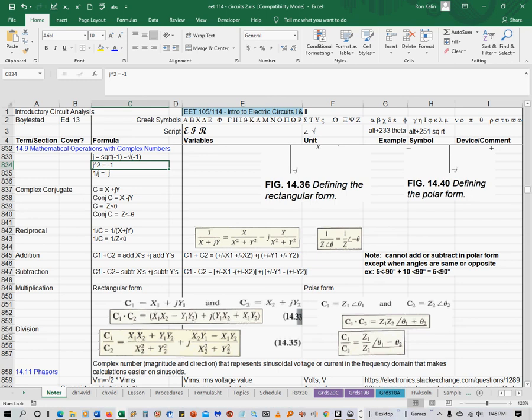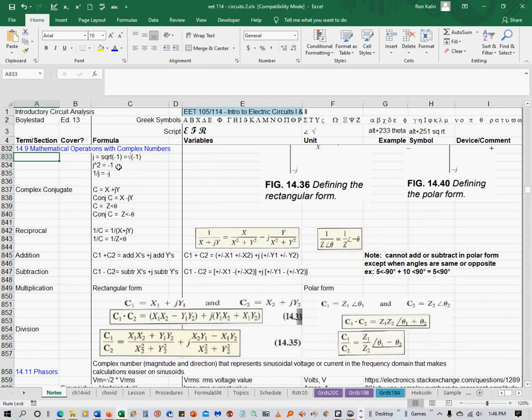Chapter 14, phasors and complex numbers continued. Section 9 is mathematical operations with complex numbers. So what is j? j is an imaginary number. Is it really imaginary? No. It exists, but that's what it ended up getting called. It's the square root of -1.